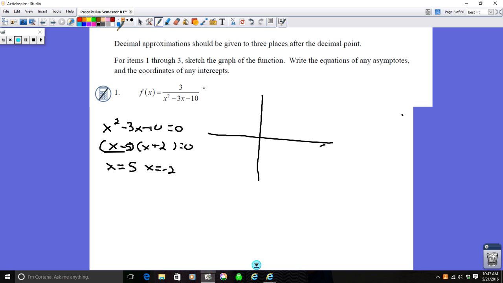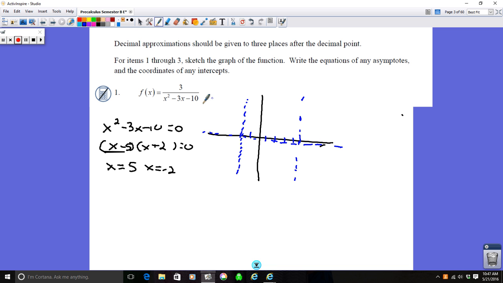So I'm going to go ahead and draw those in. So at -2, we have a vertical asymptote. And at 1, 2, 3, 4, 5. Okay, we also have a horizontal asymptote at y equals 0.